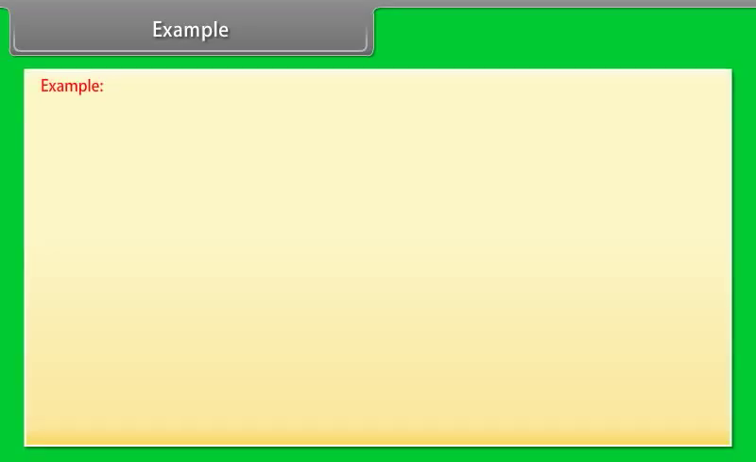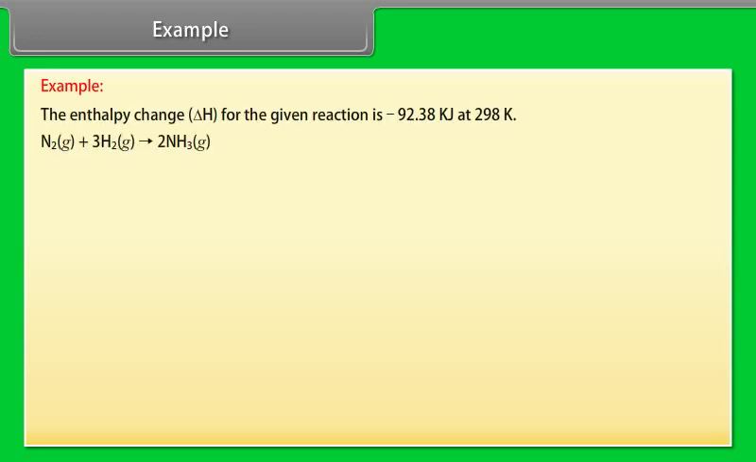Example. Let's take an example on relation between delta H and delta E. The enthalpy change, delta H, for the given reaction is minus 92.38 kilojoule at 298 Kelvin. What is delta E at 298 Kelvin? Let us see the solution.